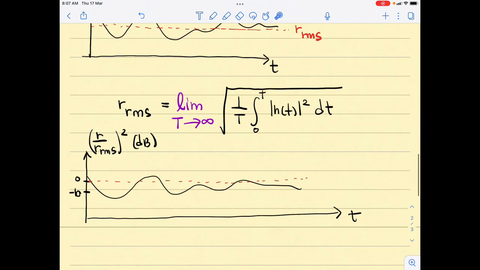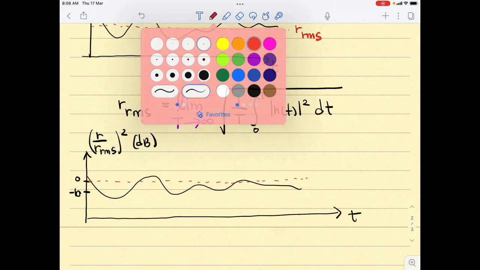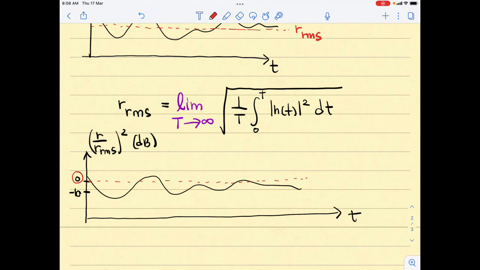Once we get the average, let's see how the magnitude of the channel gain deviates from the average. So we look at this term, R divided by the average, raised to power 2, and we convert this into dB. We look at the ratio of these two numbers in log scale. 0 here is 0 dB, which means it's the average, which is the red dash line.